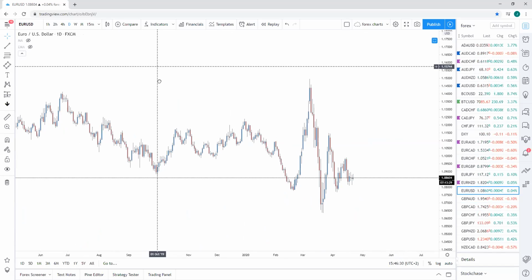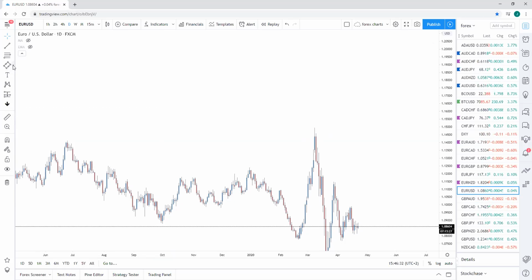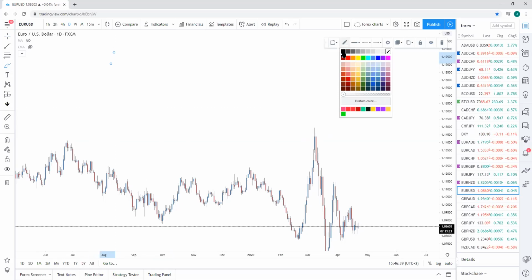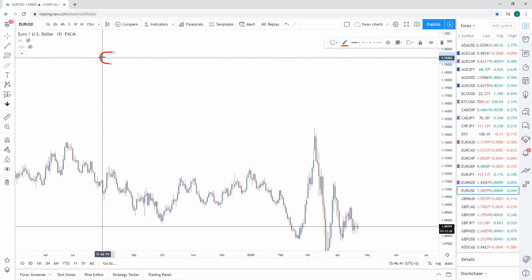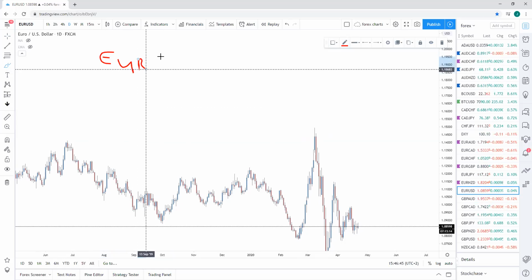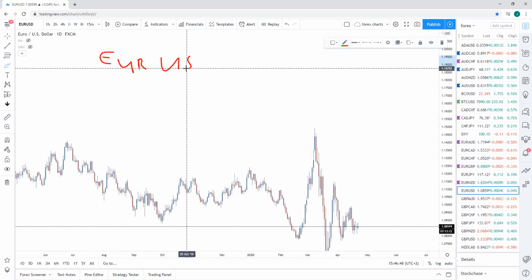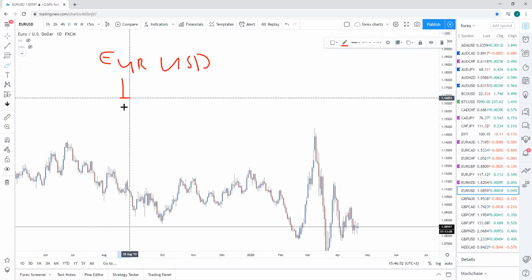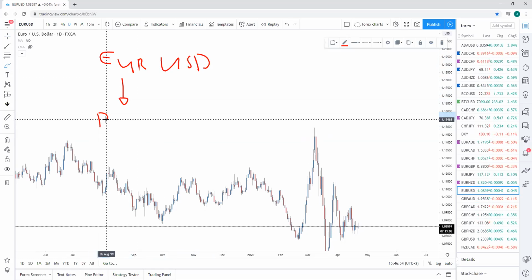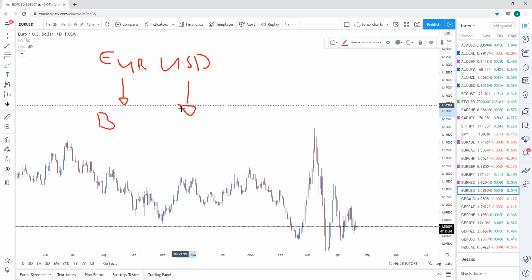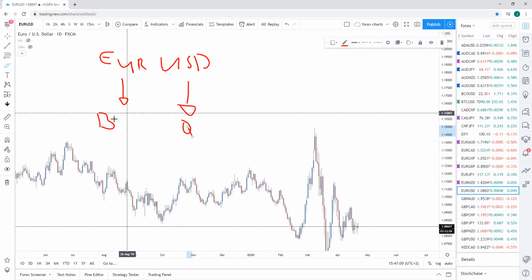So let me just write this down, get a pen. Okay, so the first pair, this one we've got, oh, the pair is in white. Let me just make it some red. The first one we've got Euro USD. So what this is saying to us is the first pair is our base, guys. The first pair is our base. Let's write it. I'm just going to put the base B for you there. And the second pair is our quote. So this is going to be our quote, and the first one is our base.